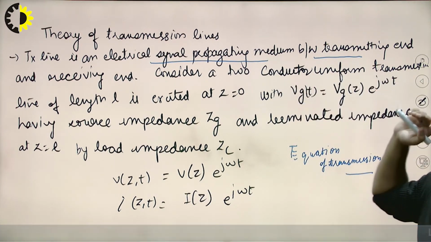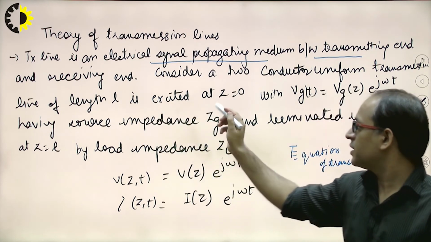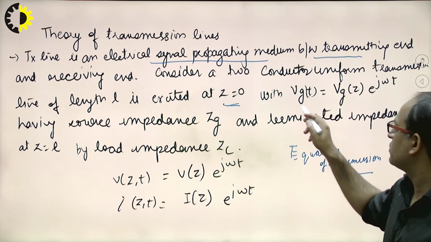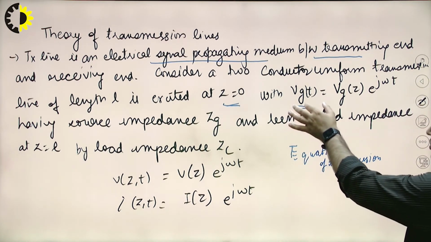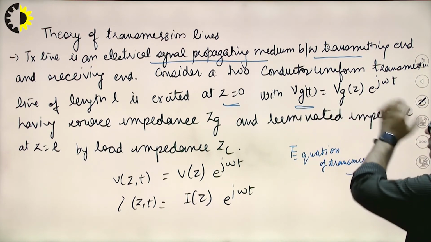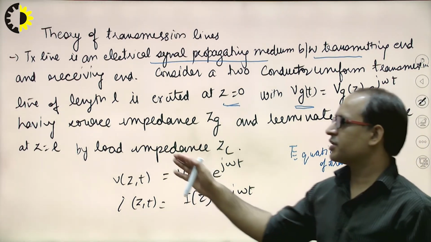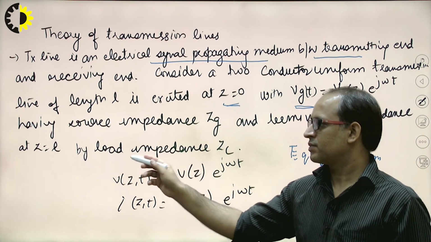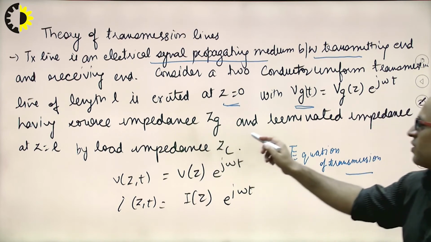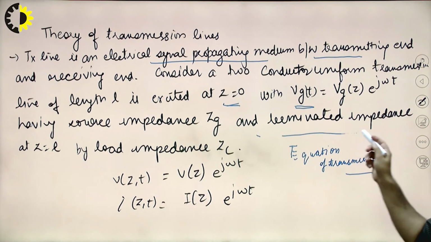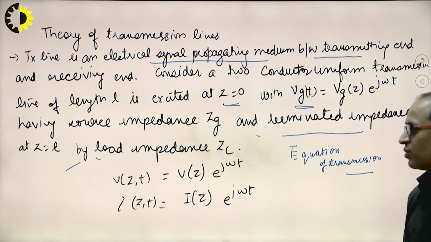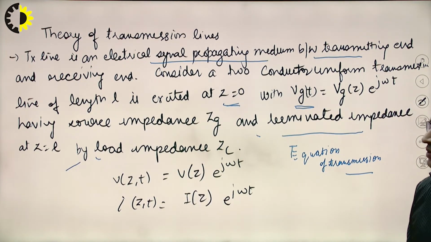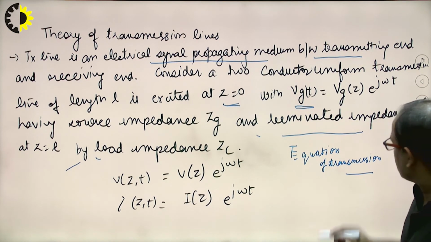uniform transmission line of length L excited at Z equal to 0. So that means the input voltage Vg of t will be equal to Vg e to the power j omega t, having a source impedance Zg and terminated at Z equal to L by the load impedance. Clear? Now see this one.